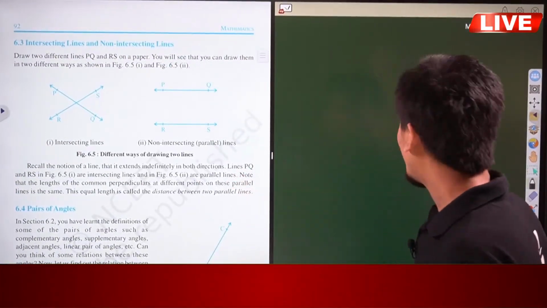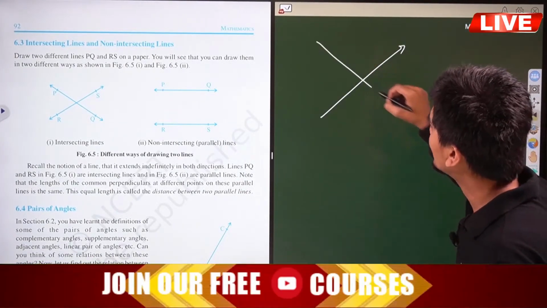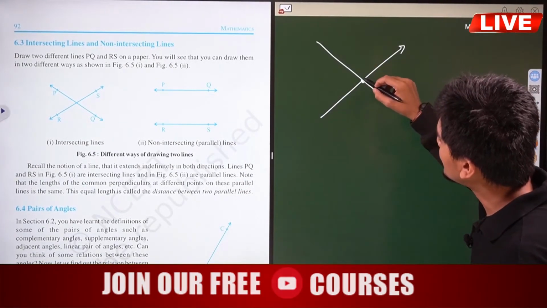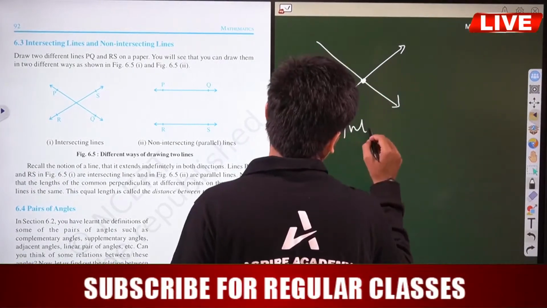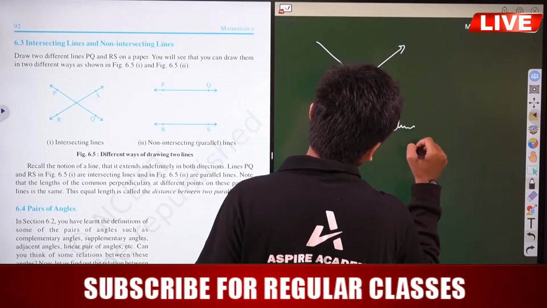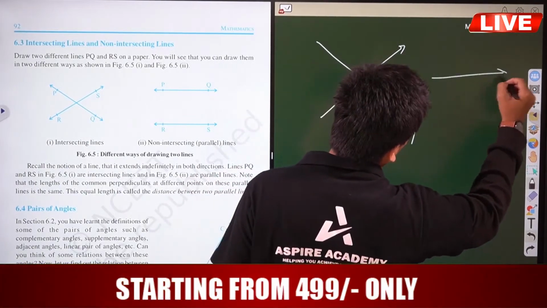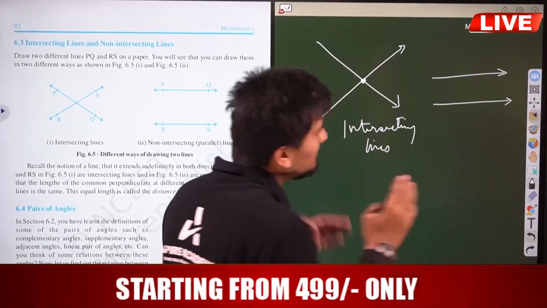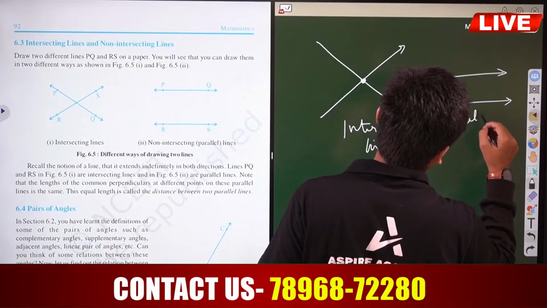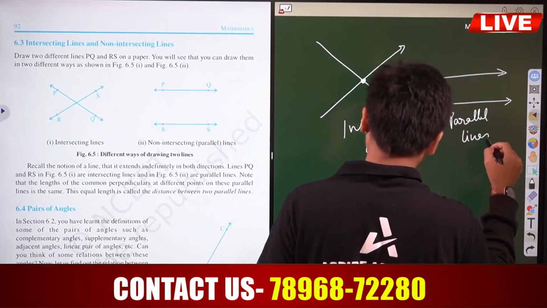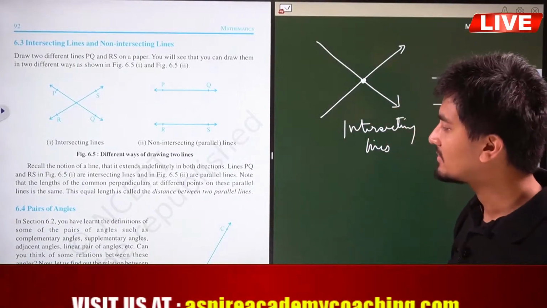Next, see, if two lines, say this one is a line and this one is a line, intersect each other at a point, they are known as intersecting lines. But if two lines run parallel to each other, then they are known as parallel lines.